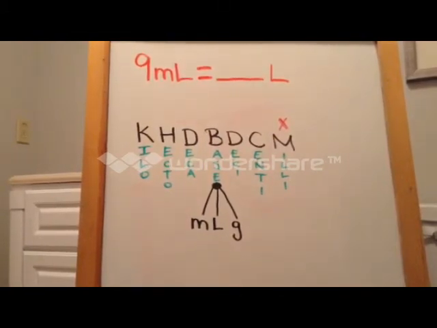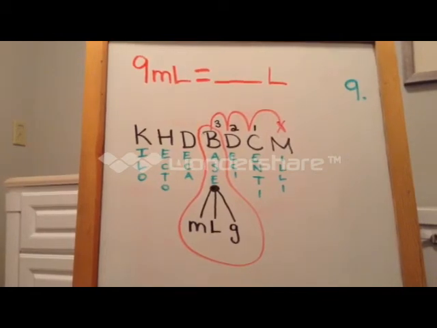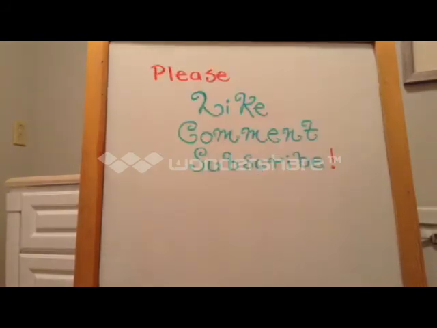Milliliters is under milli. Next, we're going to move it over 1, 2, 3 steps to base because that's where a liter is. After that, we'll take our whole number, which is 9, and move it over 1, 2, 3 spaces to the left. So, there you have our answer: 0.009 liters.